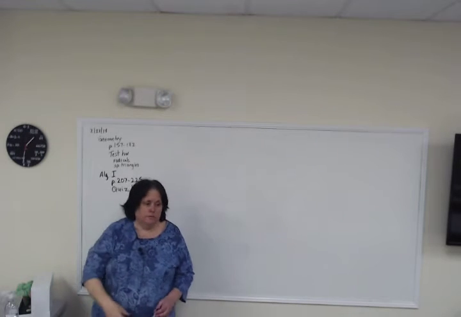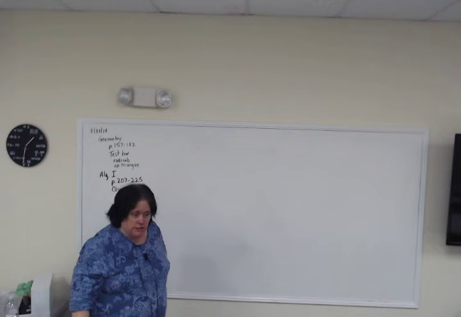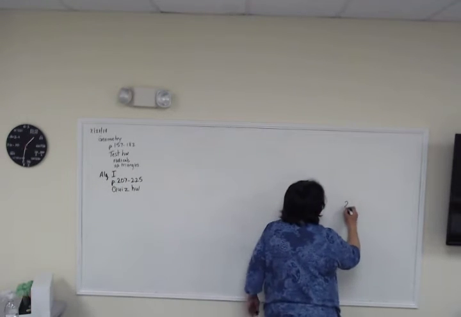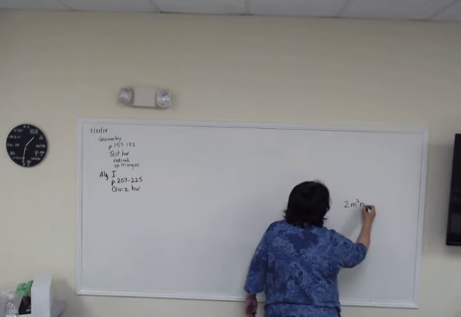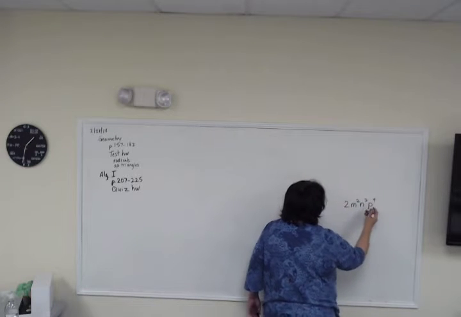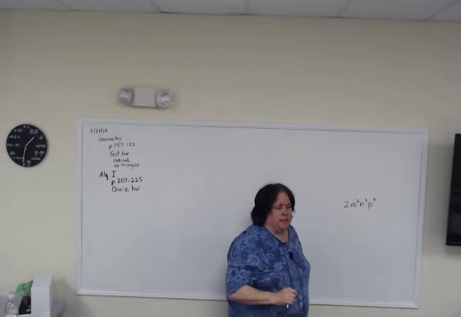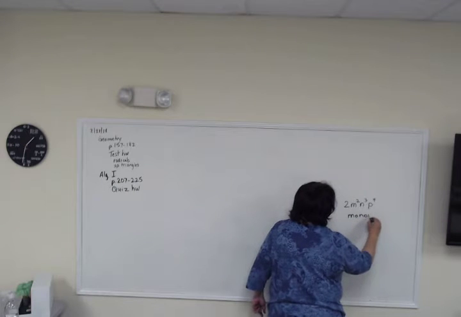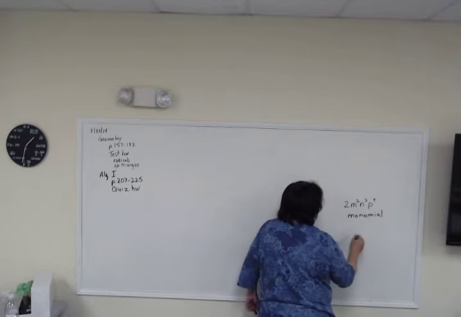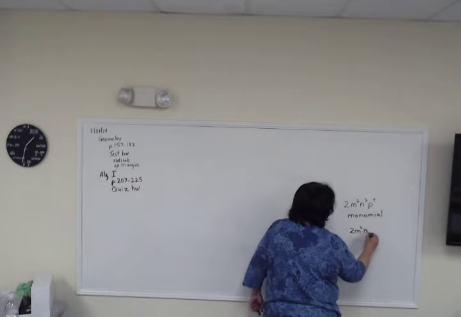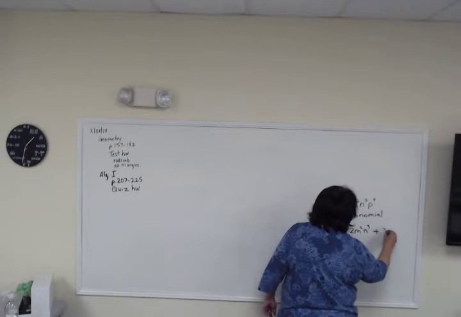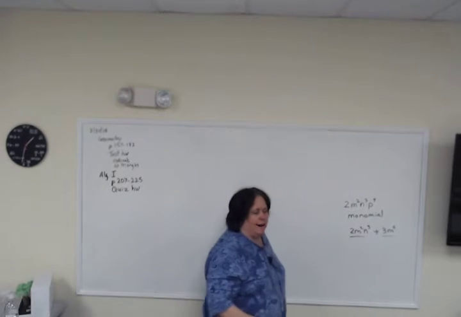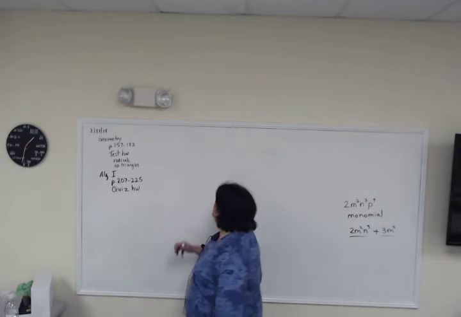Which one is that like? n minus 2, 3n minus 3. Oh, okay. That's a binomial. Look right here. If there's no plus or minus sign in it, that's just one term. This is a monomial, one term. Here's a tricky one. A binomial is separated by a plus or minus sign, two terms.